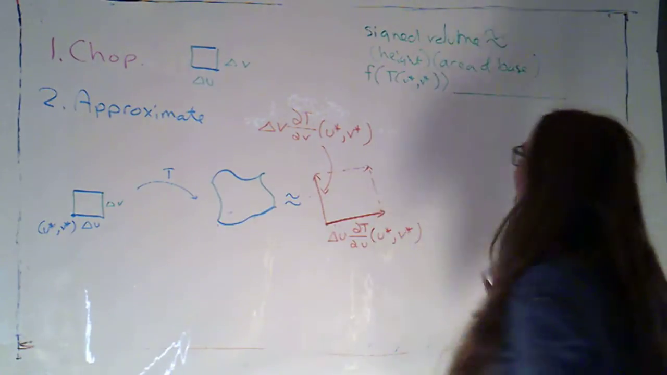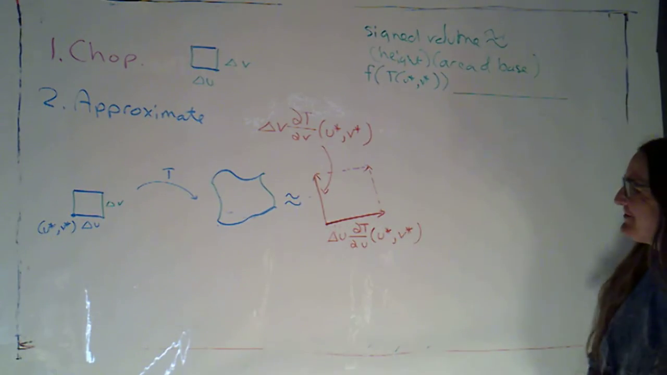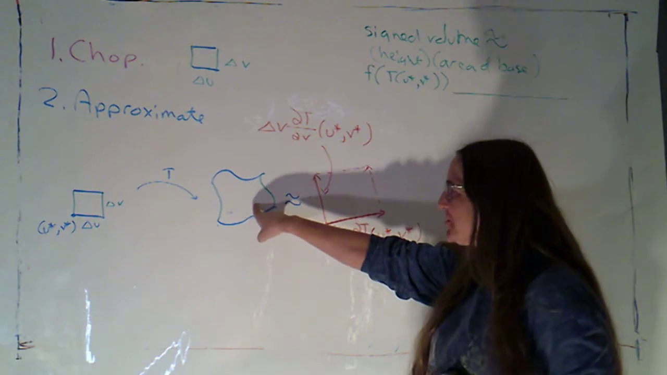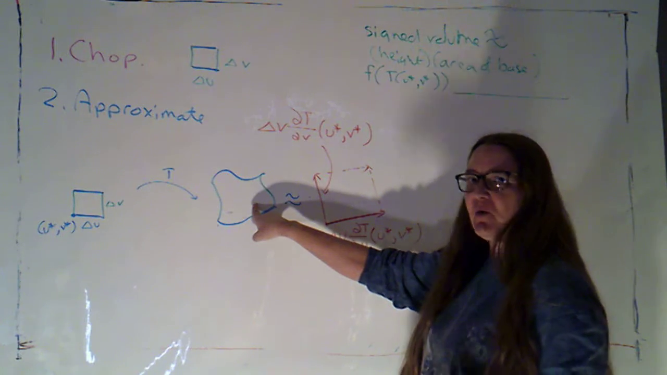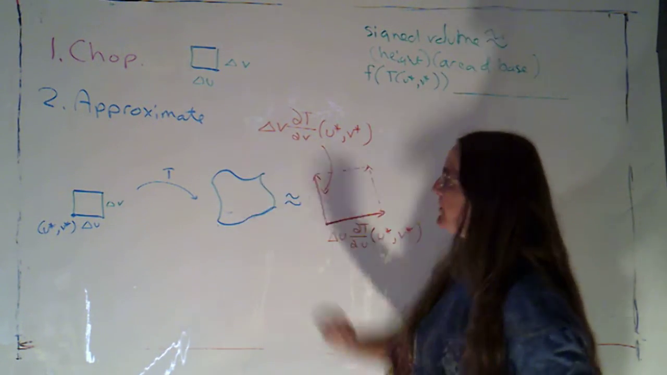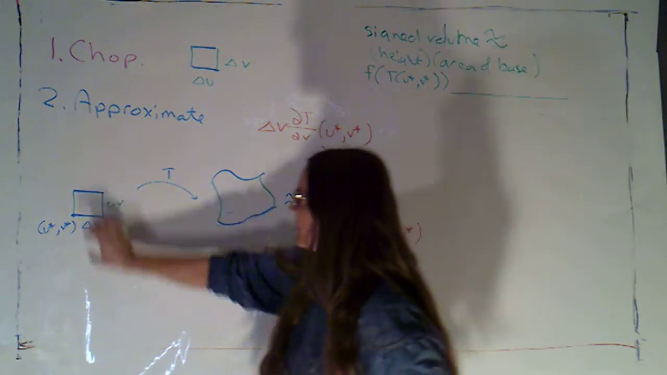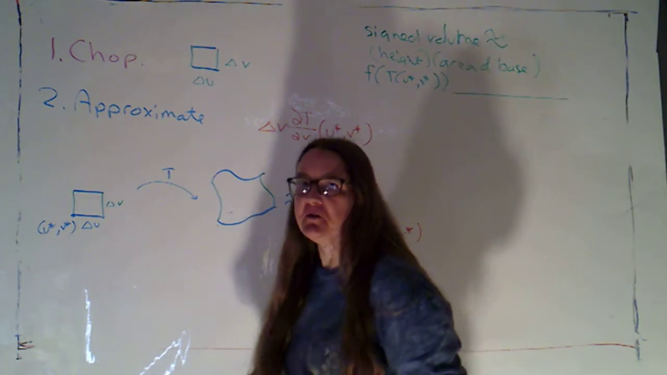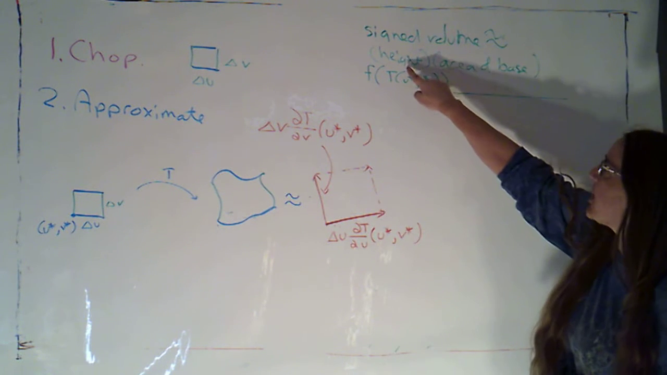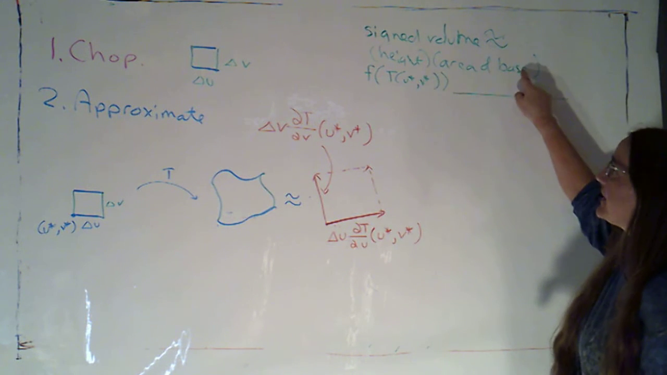Okay, so here's where we left off. We are trying to approximate the signed volume that we get when we attach a height, determined by a function f, to this globular region, which is the image of this lovely rectangle in the UV plane. So, we've said that the signed volume will be approximately the height times the area of the base.